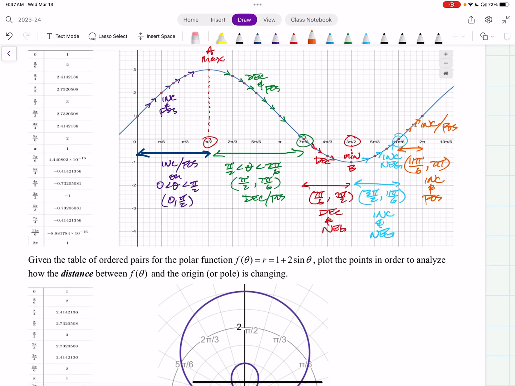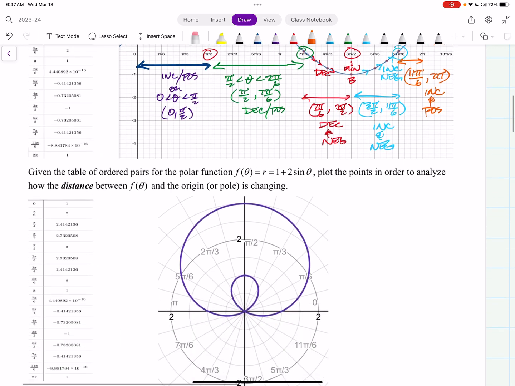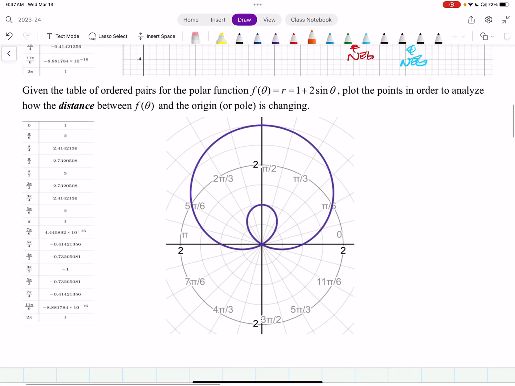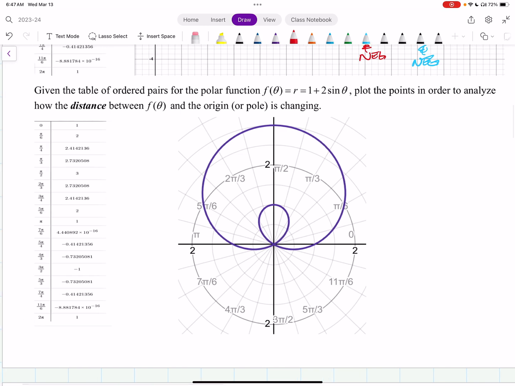Okay, so we're going to take a look at our first interval here, which is from 0 to pi halves. What we want to do is take a look at what happens on the polar function. To help you guys see things, because you can't see my hands, I'm going to label the points A, B, C, and D, and we're going to plot these points in order.